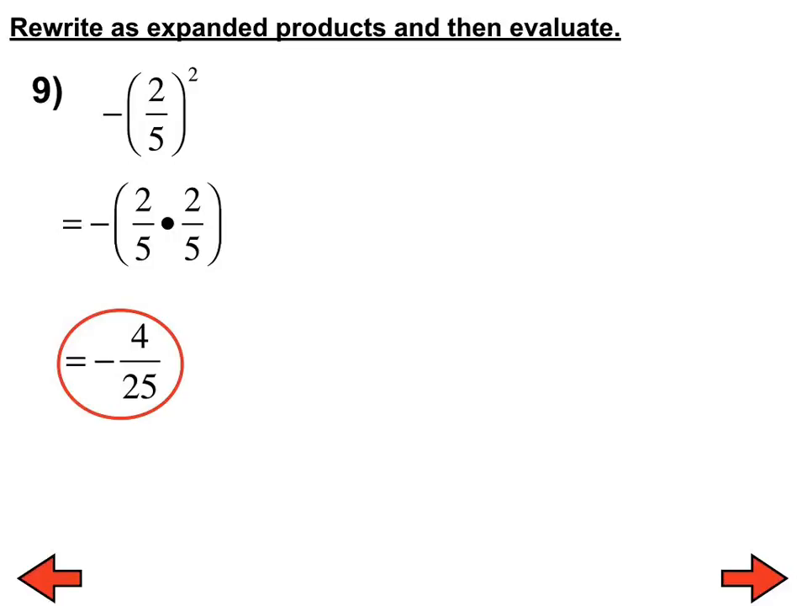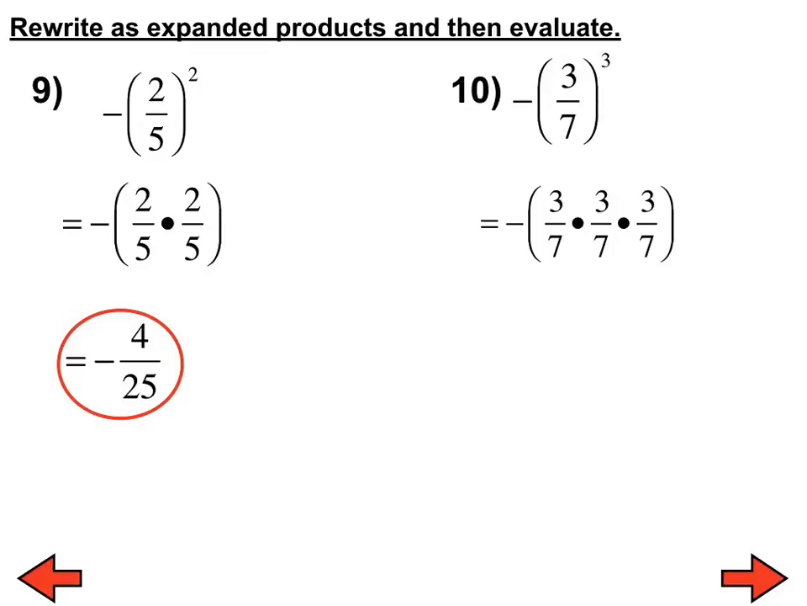Can you do number 10? Go ahead. You should have a negative hanging out in front because it's not being repeated. It's not in the parentheses, so there's only one. And then the 3/7 gets repeated 3 times. So 3 times 3 times 3 is 27, and 7 times 7 times 7 is... and make sure you have a negative in your answer because there is one that stays there the whole time.